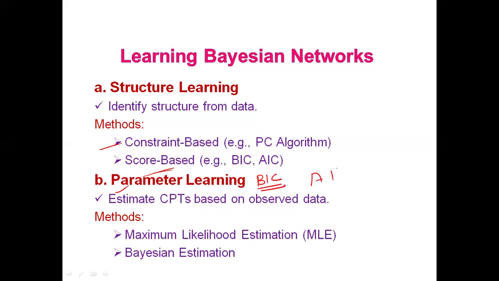AIC means Akaike Information Criterion. Next, parameter learning. Once the structure is defined, parameter learning involves estimating the conditional probabilities, that is CPTs, that define the relationship between variables. Next, maximum likelihood estimation. MLE maximizes the likelihood of observed data to estimate parameters. And Bayesian estimation methods incorporate prior beliefs and update them with the data to refine parameter estimations.